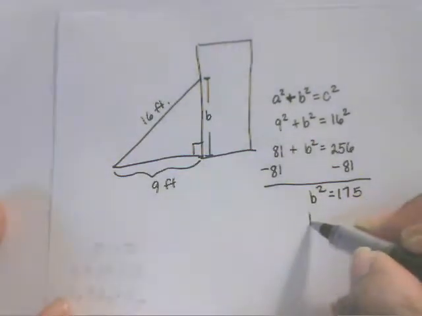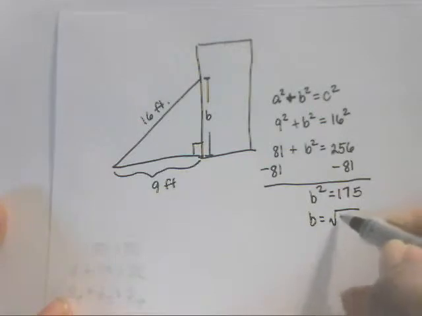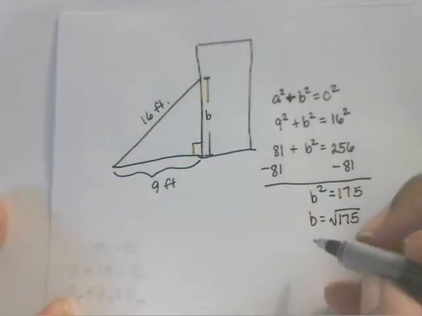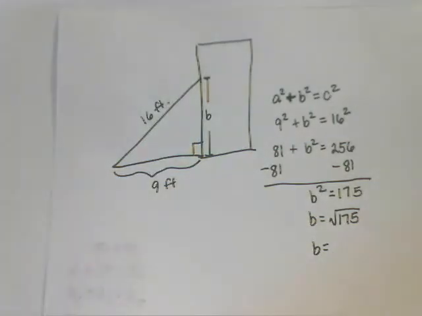Now, to find out what B is, we take the square root of 175, because the opposite of squaring something is taking the square root. So if we take the square root of 175 using our calculator, you're going to get, now to the nearest hundredth, it will be 13.23.